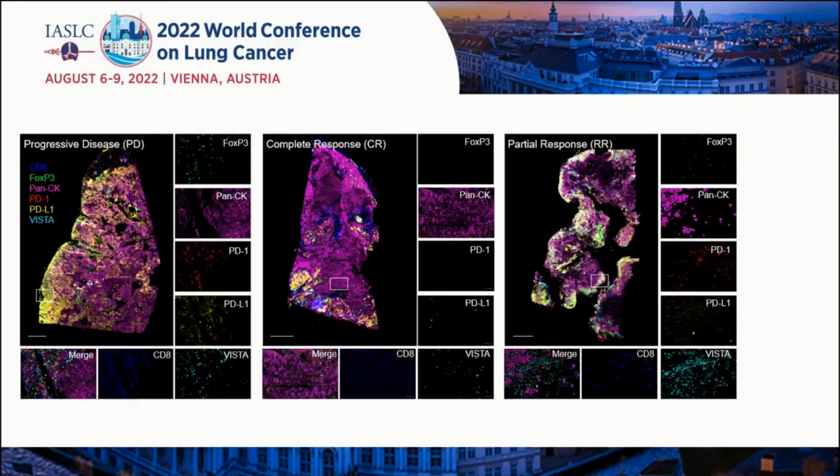And what we can start to do is map the entire tumor at 57-plex across these individual pre-treatment tumors, against which we have RECIST 1.1 data against response to therapy. So whether the patients had PDs, CRs, PRs, or SDs.